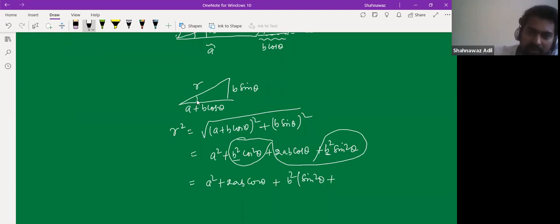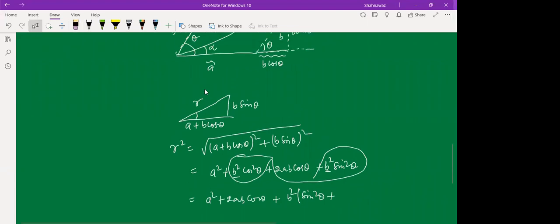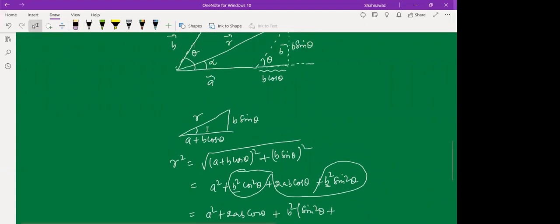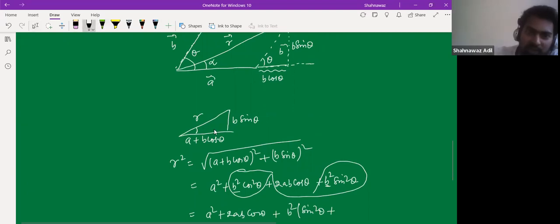And this angle is what? This is alpha. Theta is the angle between two vectors. Okay. And alpha is the angle between vector A and the resultant. So this was the vector A and the resultant. So this angle is alpha.